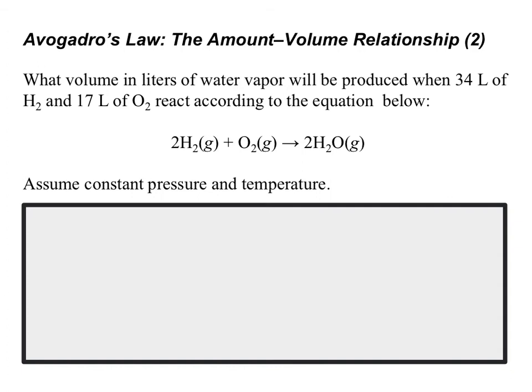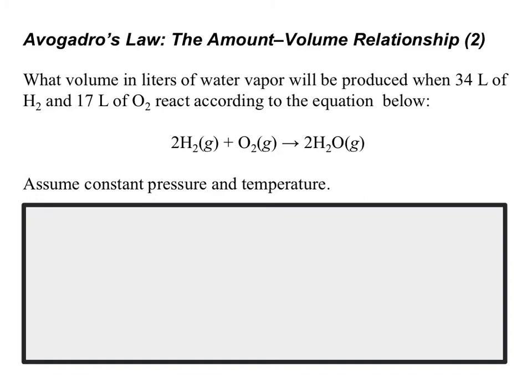So let's see it in action. What volume in liters of water vapor will be produced when 34 liters of hydrogen gas and 12 liters of oxygen gas react according to the equation below? So the stoichiometry states that 2 moles of hydrogen will react with 1 mole of oxygen to give us 2 moles of water. Well, if this is the case, we have 3 units of volume forming 2 units of volume.